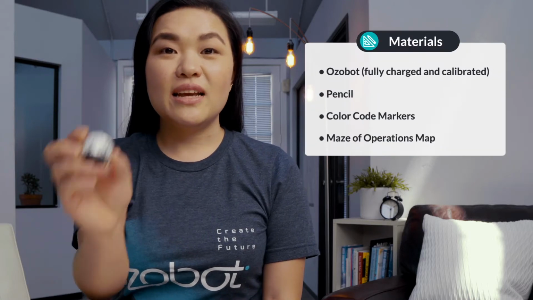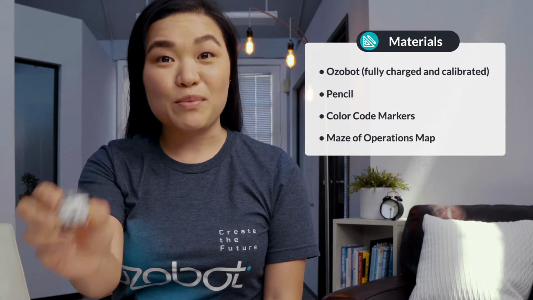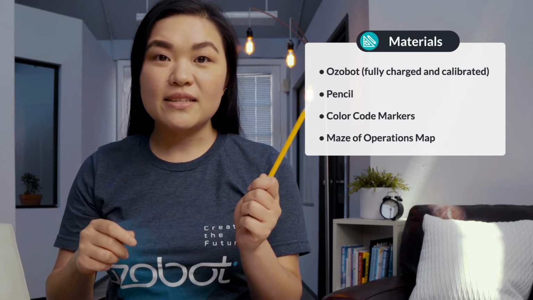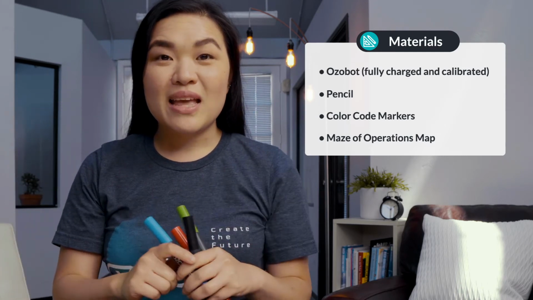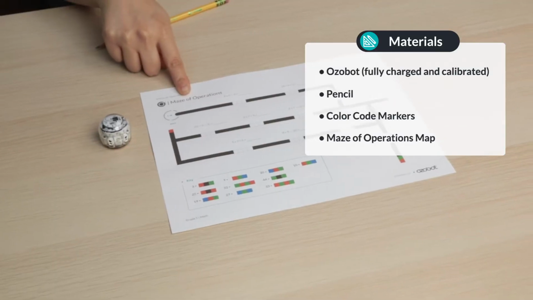Everyone, Miss Tui here. Today, you will solve equations using order of operations to decode missing color codes and complete a maze for your Ozobot to travel through. For today's lesson, you will need an Ozobot fully charged and calibrated, a pencil, color code markers, and your maze of operations worksheet.